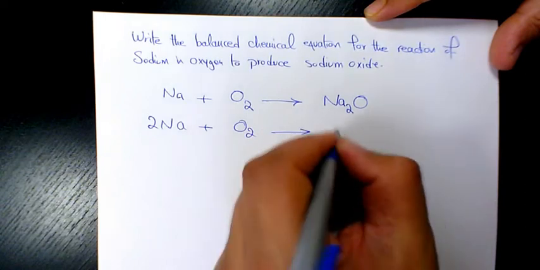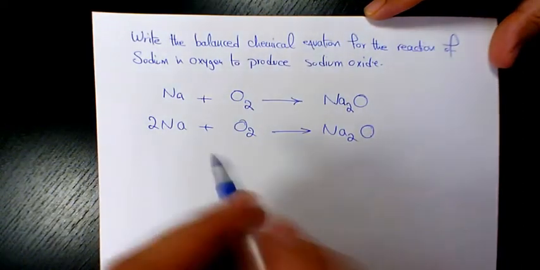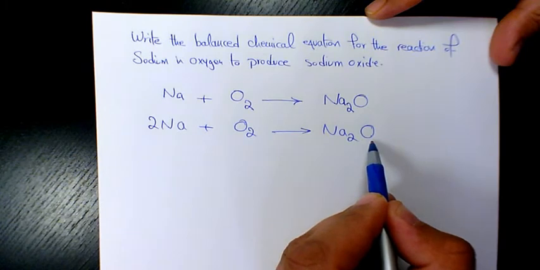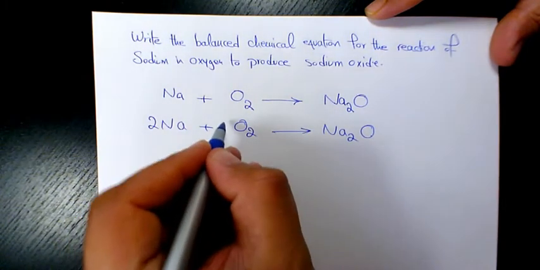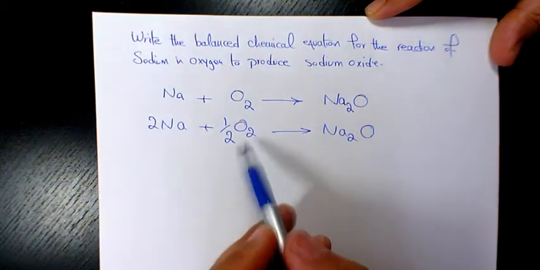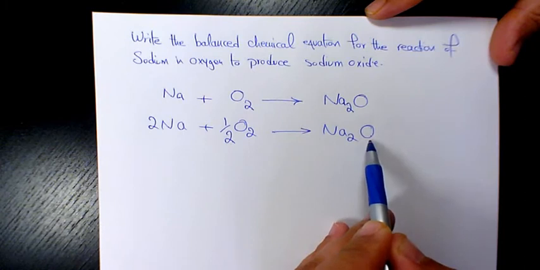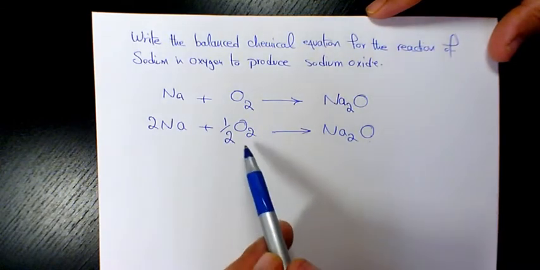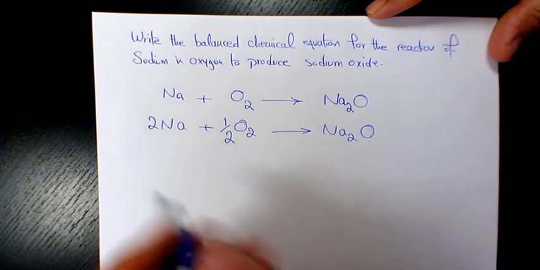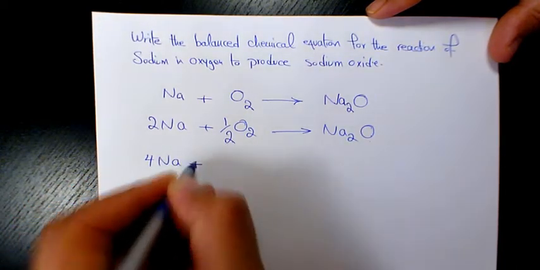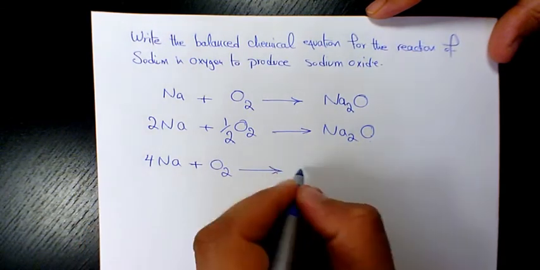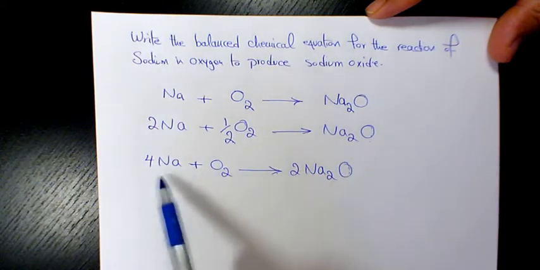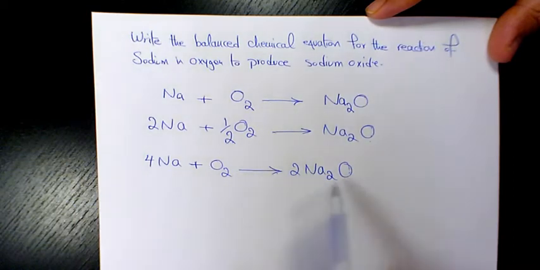So now it's balanced for sodium, and we have 2 atoms of oxygen in the reactant side and 1 atom of oxygen in this side. So I'm gonna put 1/2 to make it 1, and we have 1 in here. So right now it is balanced for both sodium and oxygen. And since we want to get rid of any fraction, we need to multiply all the coefficients by 2 in order to make all of them an integer. So it's going to be 4 sodium plus O2 gives us 2 Na2O. So we have 4 sodium, 2 oxygen, 2 oxygen.